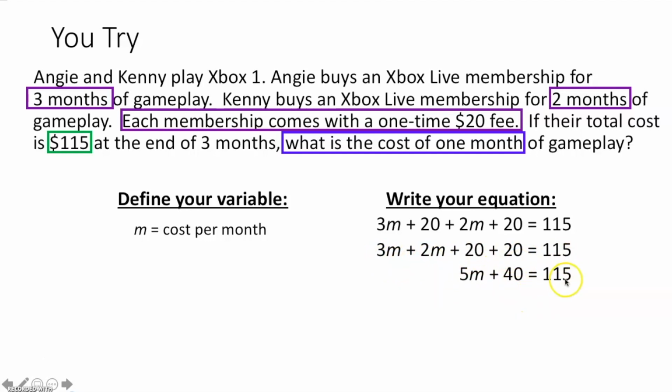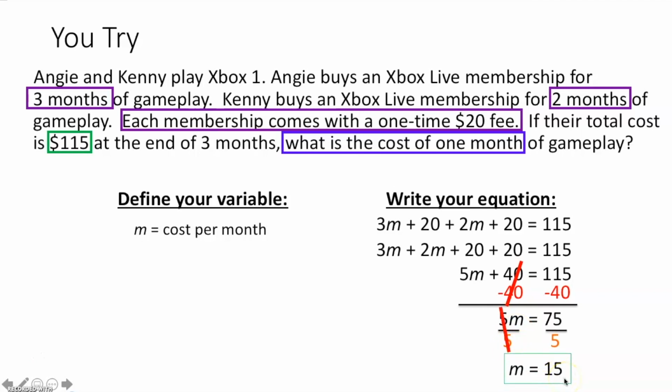Now we've simplified. We need to move. So we move variables to the left. Done. Constants got to go to the right. We start with anything added or subtracted. So this positive 40, we subtract 40 on both sides. These cancel out, and we're left with 5m is equal to 75. We then get rid of our last constant by dividing both sides by 5. These cancel out. I'm left with m is equal to 15.